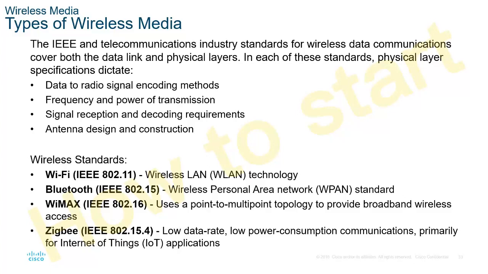So we're talking standards for wireless. We're talking things like antenna design, what the wireless reception and decoding requirements are going to be, the frequency, the power of the frequency, how much power we can put on the wireless device. That also equates to speed and distance. Data radio signal methods are another big one. All of these are outlined in IEEE standards for wireless.